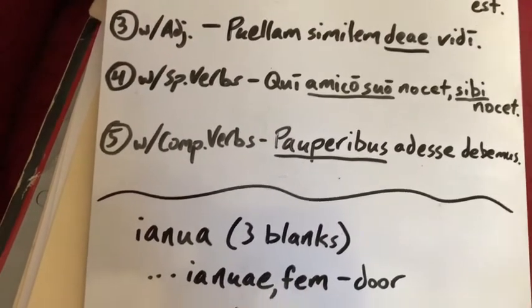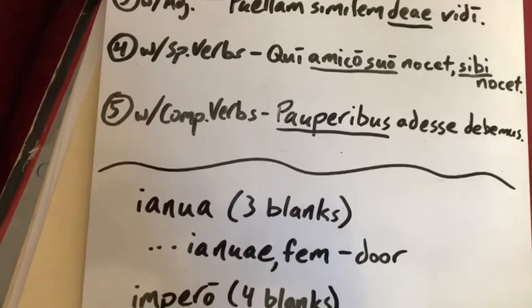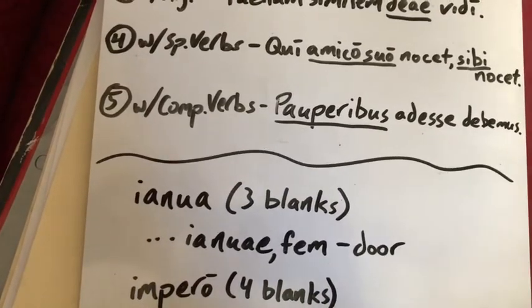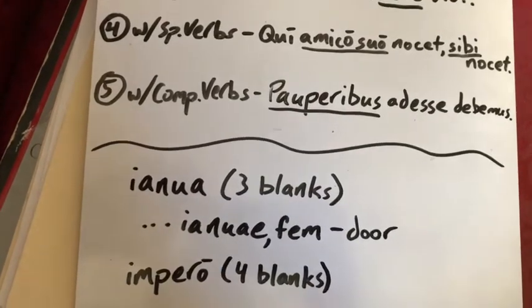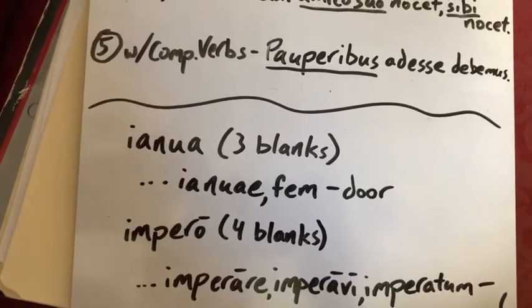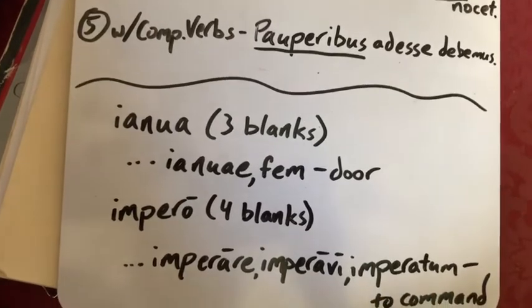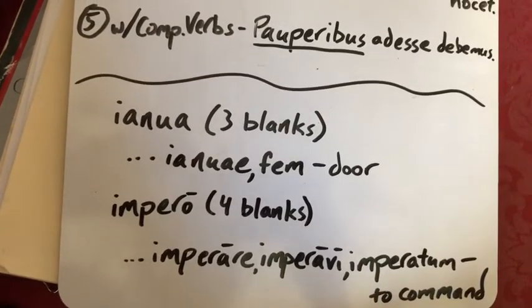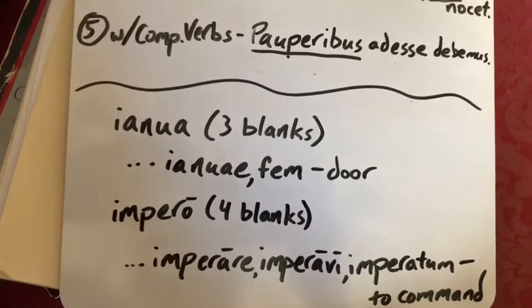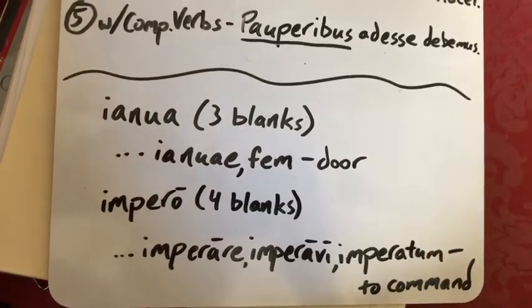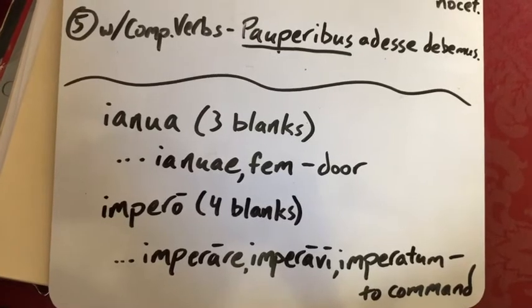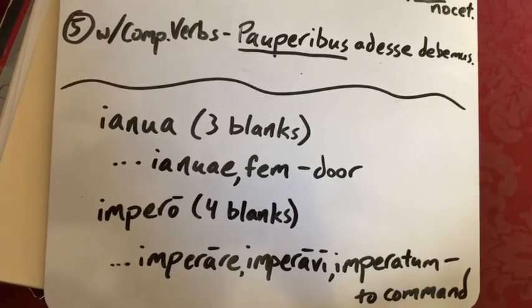Another example, a verb here, impero, one of your new verbs, and then I would give 4 blanks. So what you would put then: imperare, imperavi, imperatum, to command. Okay, so that's what you're going to be doing for the vocab quiz. Again, the content is exactly the same as all your other vocab quizzes. It's just going to be online.